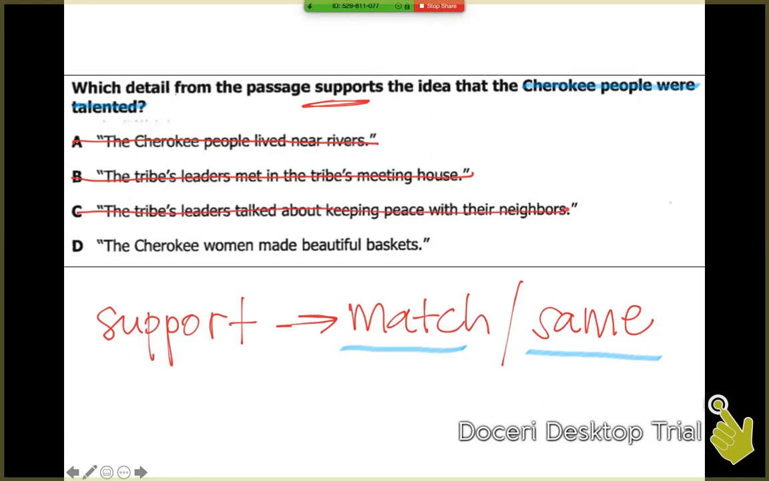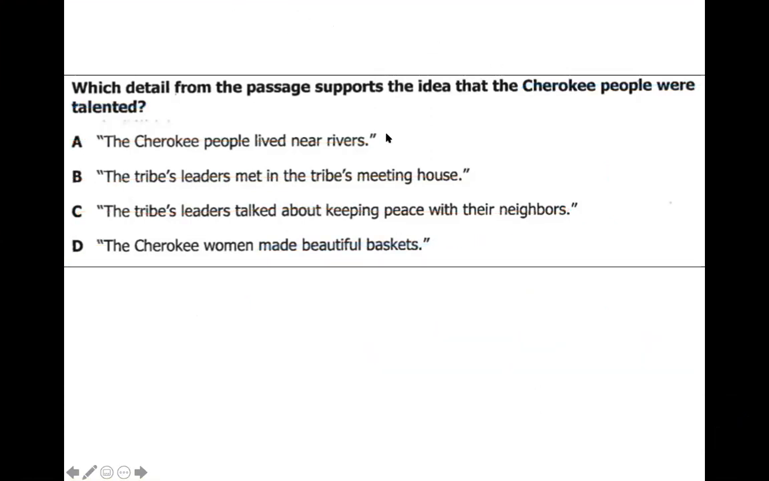Last choice here says that the Cherokee women made beautiful baskets. Now, focusing here where it said that they made beautiful baskets, I remember back in my story where that was listed as one of the talents that they had. One of the things that they were really good at was making those beautiful baskets. So this sentence, choice D here, does support or match that the Cherokee people were talented. Okay, those are tricky ones with that word support there, but I know if we keep practicing it, we're going to get it no problem.